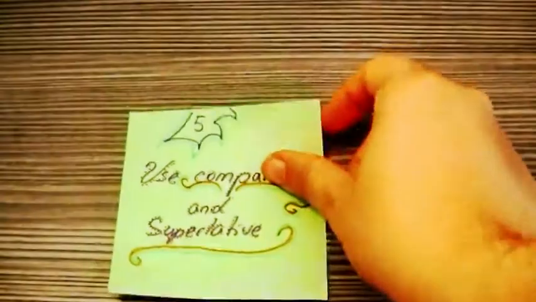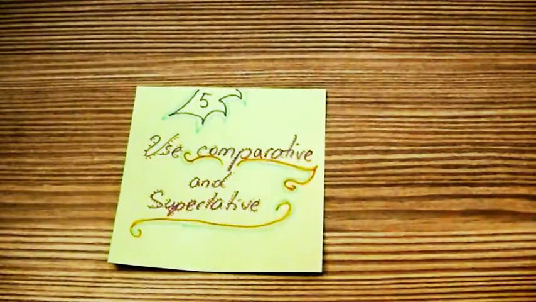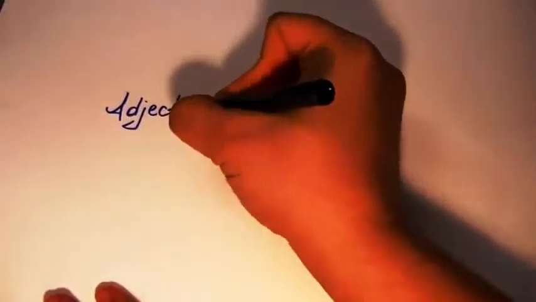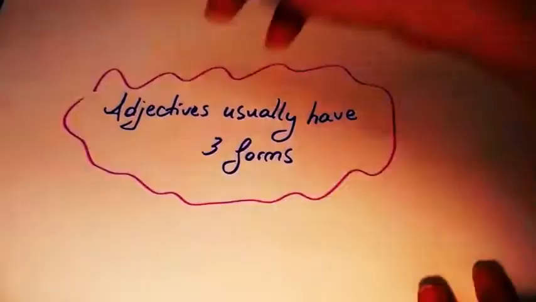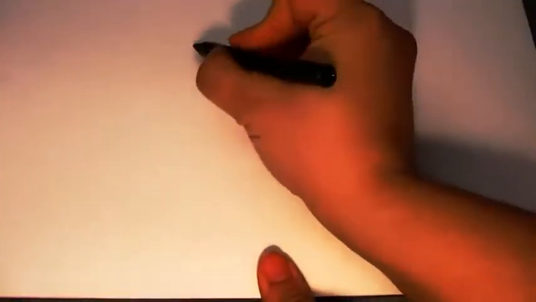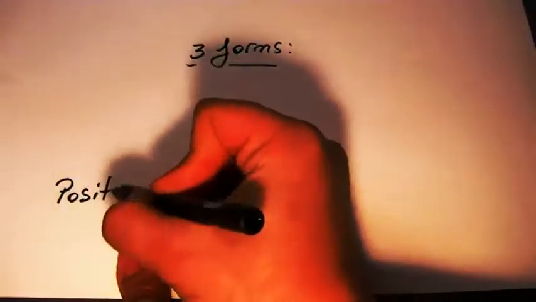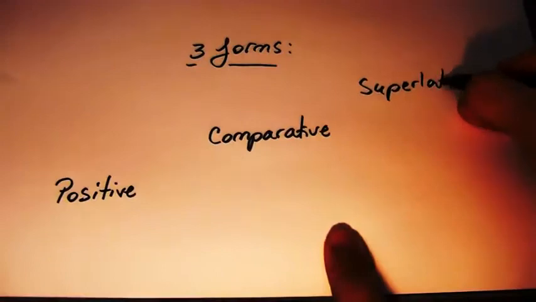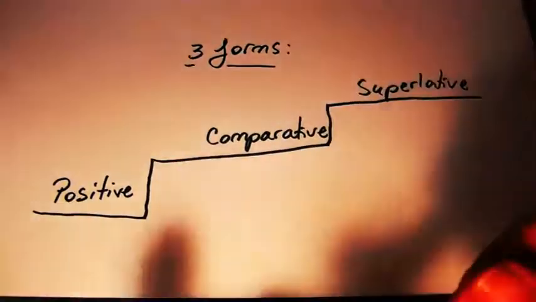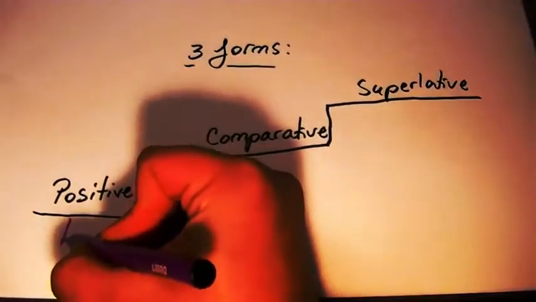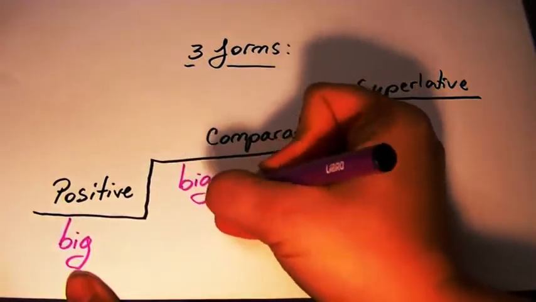Number 5. Use the comparative and superlative and lots of adjectives. Adjectives usually have 3 forms: positive, comparative, and superlative. Depending on how many syllables the adjective has, it will have the following forms.